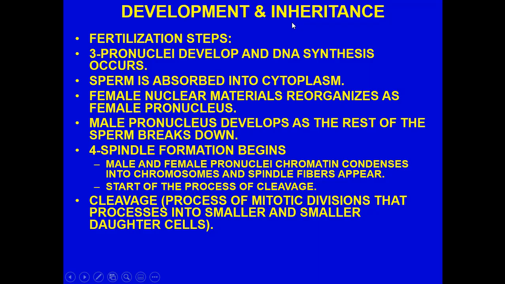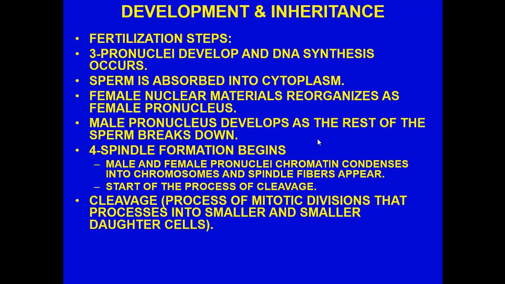So let's go to the next fertilization step. This is where we have the pronuclei develop and DNA synthesis occurs. Now, sperm is absorbed into the cytoplasm. Remember that the sperm head is the only structure that really contains DNA. The female nuclear materials are going to reorganize as the female pronucleus. The male pronucleus is going to develop as the rest of the sperm is breaking down. Then the spindle formation begins. It sounds a little bit like mitosis, and in a way, it is. The male and female pronuclei chromatin are going to condense into chromosomes, and the spindle fibers are going to appear. This is the start of the process of cleavage. So just as soon as you get into fertilization, you're going to start moving into cleavage.